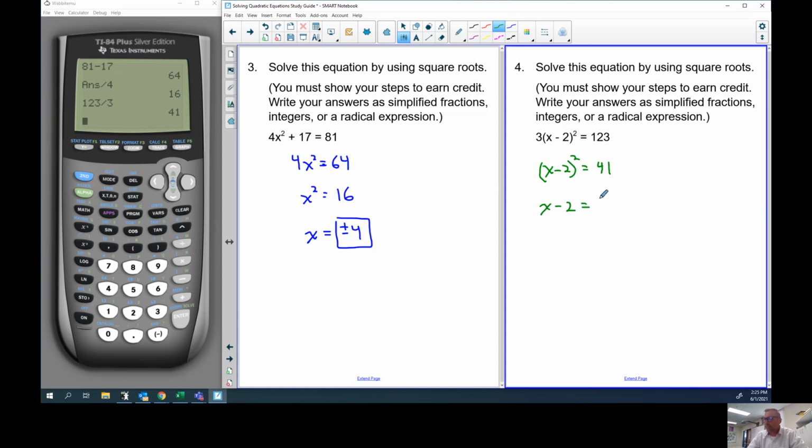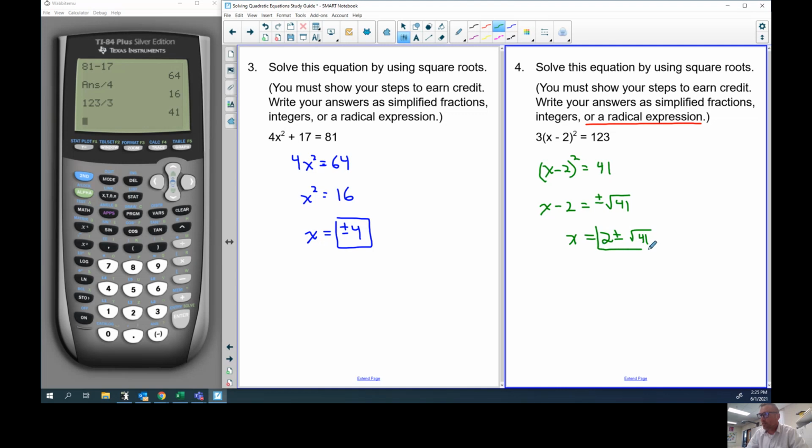Square root of the left side is x minus 2, and the square root of the right side, it's not a perfect square, so I'm just going to leave it as plus or minus the square root of 41, which means that I'm going to end up with this situation where my answer actually is a radical expression. And the last step is just to add 2 to both sides. And I get 2 plus or minus the square root of 41.